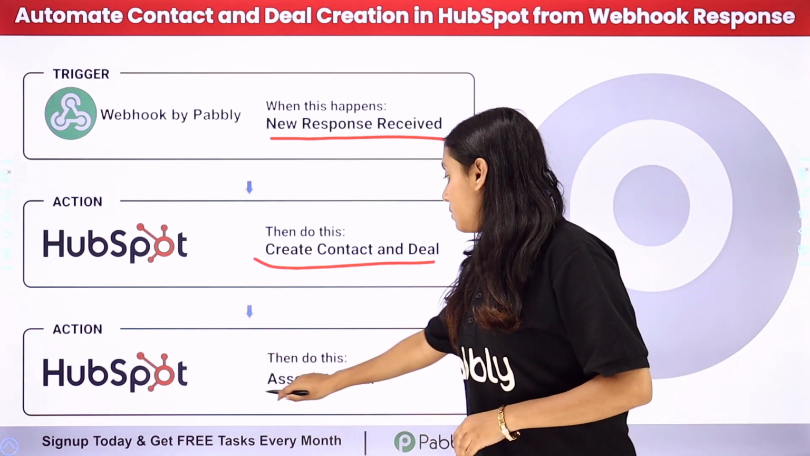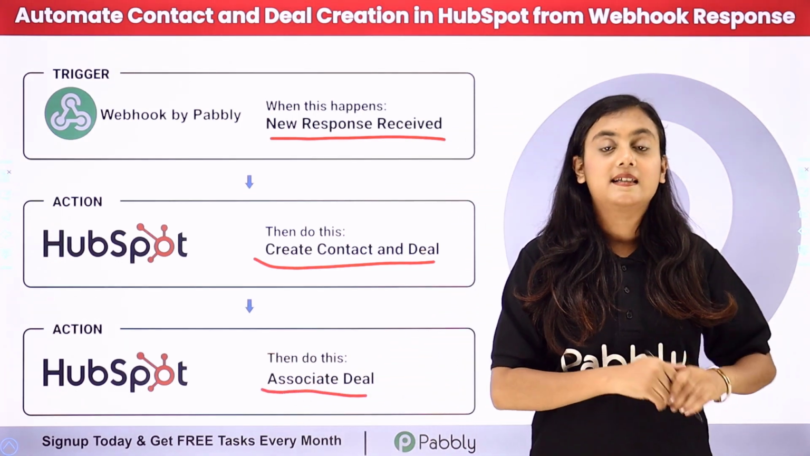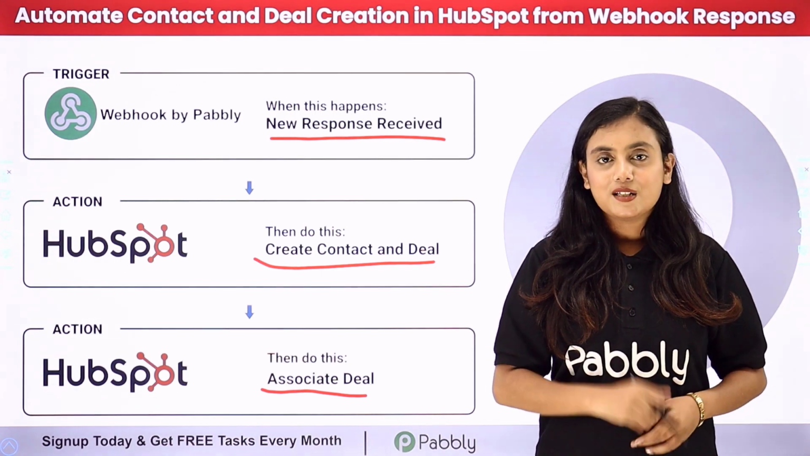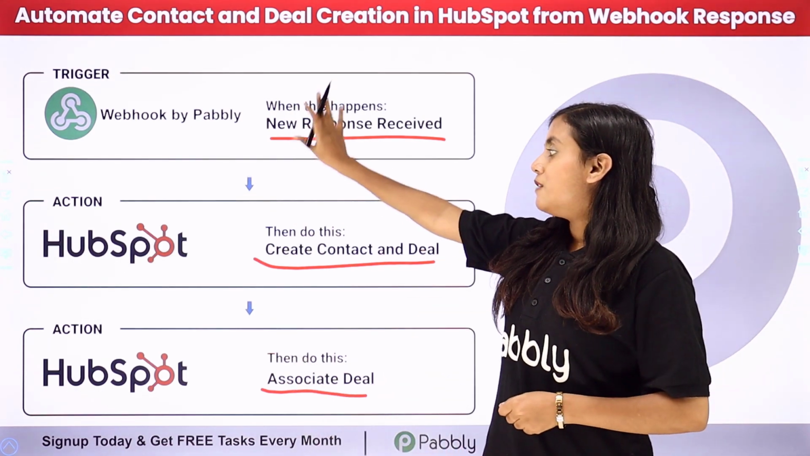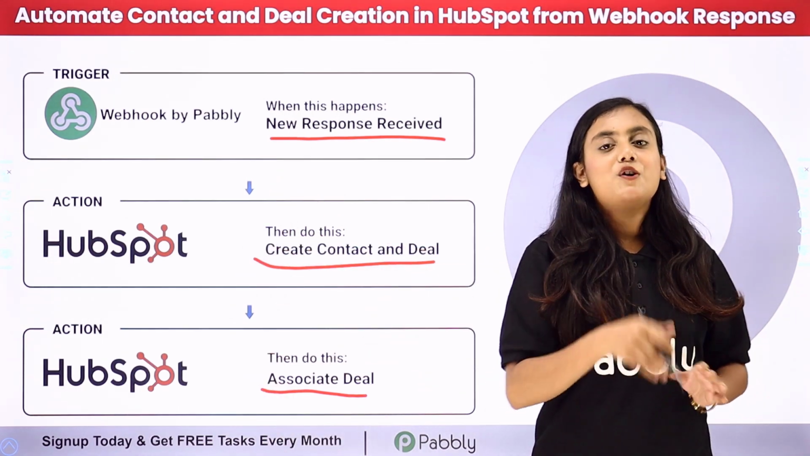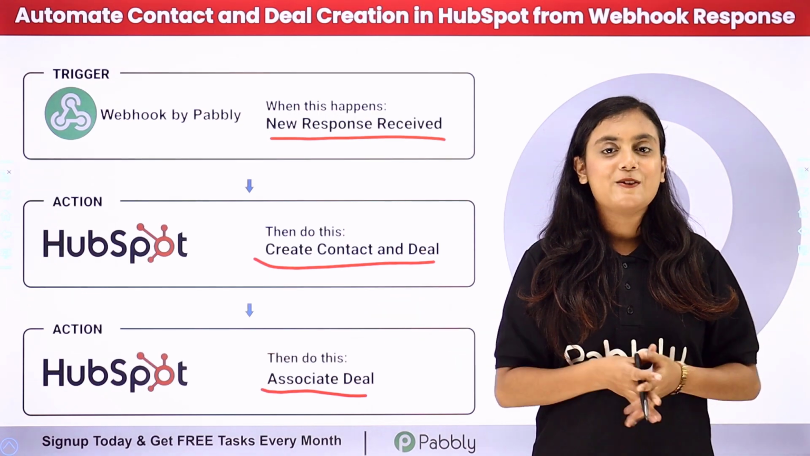After that, I also want to associate the deal with the contact that we have created in my HubSpot account as well. For that, what we are going to do is create an automation between Webhook by Pabbly and HubSpot with the help of Pabbly Connect. So if you want to learn how to do this, then let me take you all to my screen.